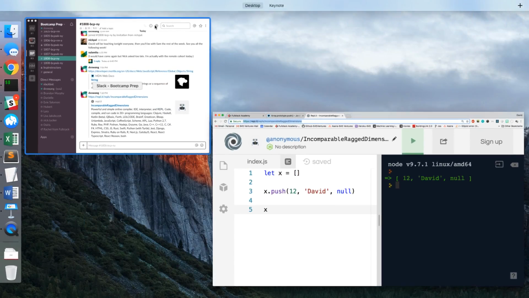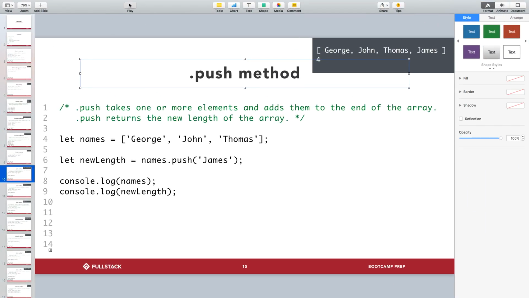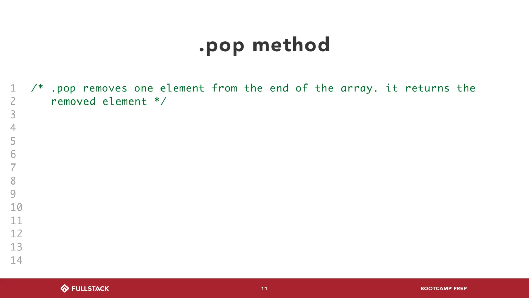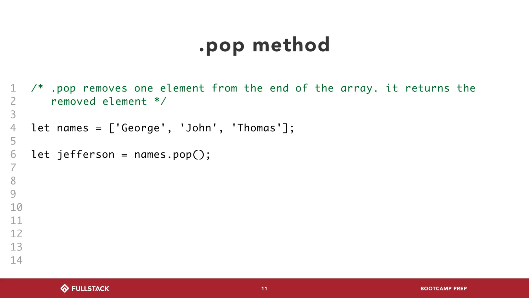So great. So that's push, which adds one or more things to the end of the array, and then dot pop is kind of like the sibling function, if you will. Dot pop removes one element from the end of the array. Dot pop always removes the last element and only one element. So if you want to remove the last three things, then you want to call dot pop three times, because dot pop by default is only able to remove one thing at a time.